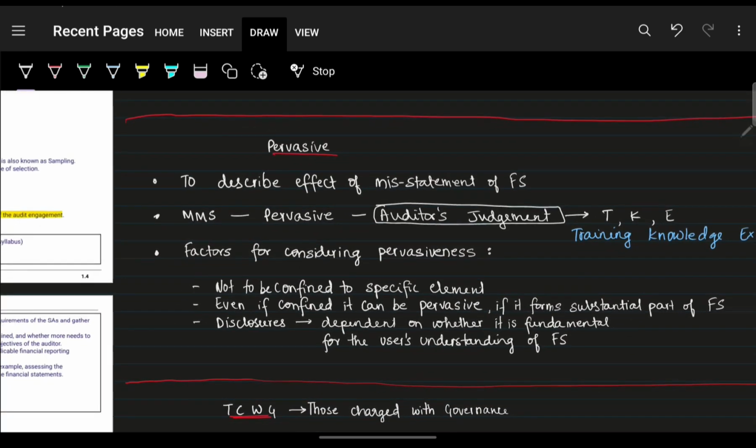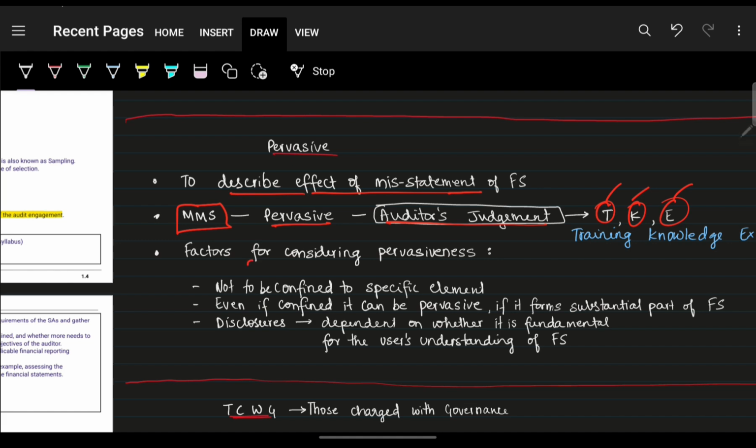Right. Now what is pervasive? Pervasive is used to describe the effect of the misstatement. So what effect that misstatement has on the financial statements, pervasive explains that. Next, a material misstatement can be pervasive based on the auditor's judgment. Basically the auditor will have to use his professional judgment to find out whether that material misstatement is pervasive or not. So how will he do that? He will use his training, knowledge and experience, TKE, to determine whether that material misstatement is pervasive or not.